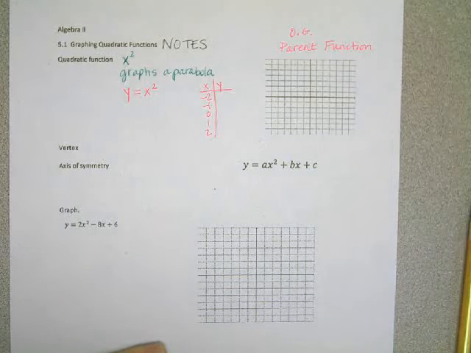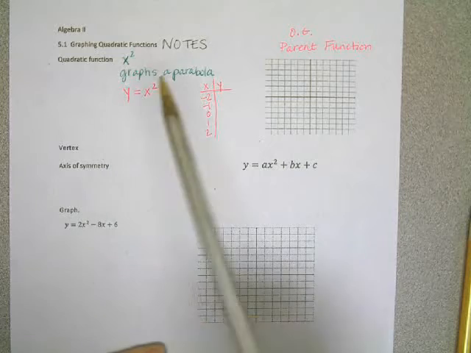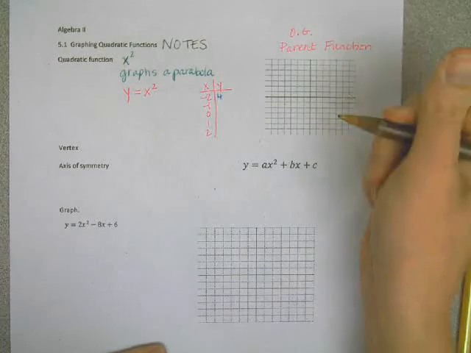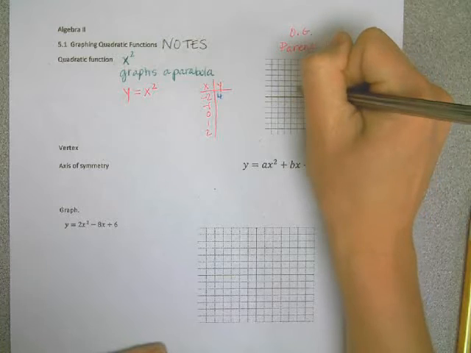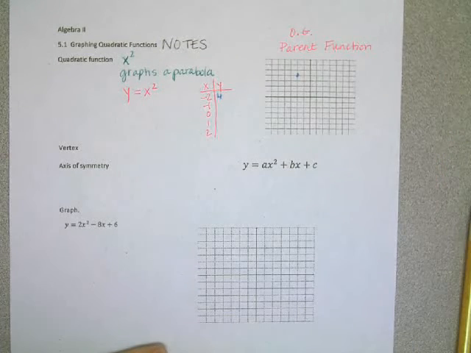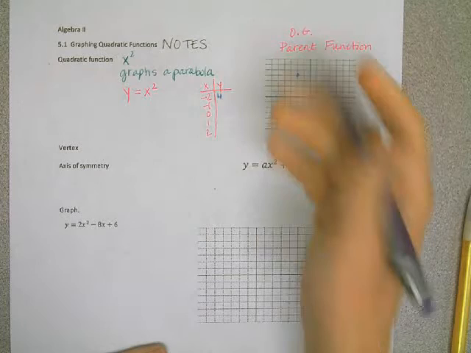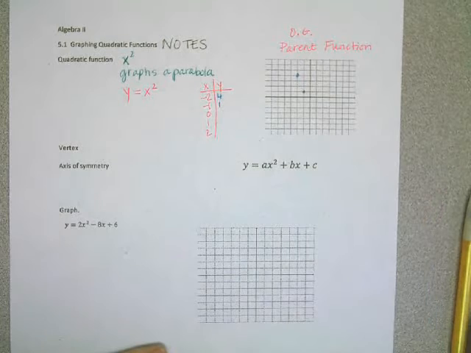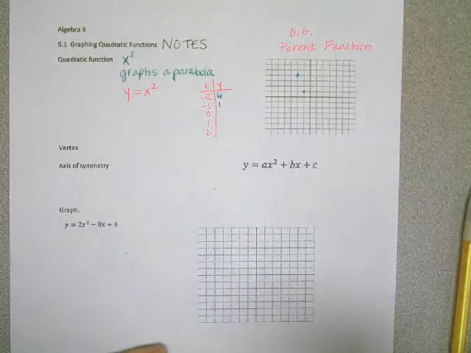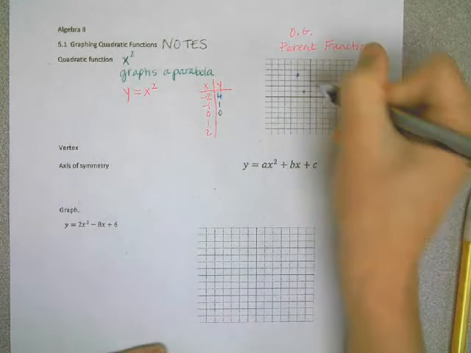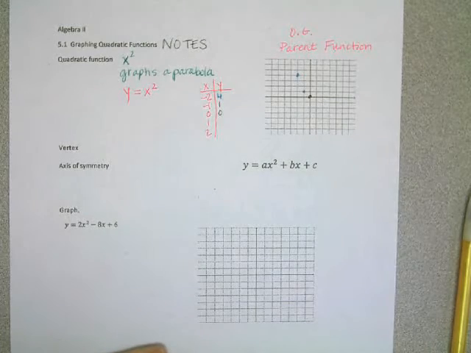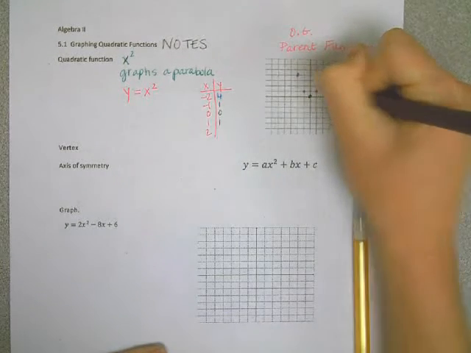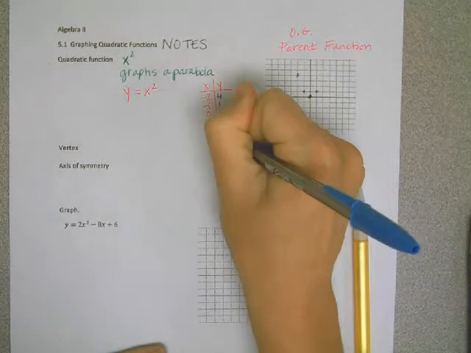If I were to plug in these values, negative 2 squared, that means negative 2 times negative 2, is positive 4. So negative 2, 4. And then if I plug in negative 1 squared, negative 1 times negative 1 is positive 1. If I plug in 0, I get 0. So it's at the origin. If I plug in positive 1 squared, I get 1. Plug in 2 squared is also 4.